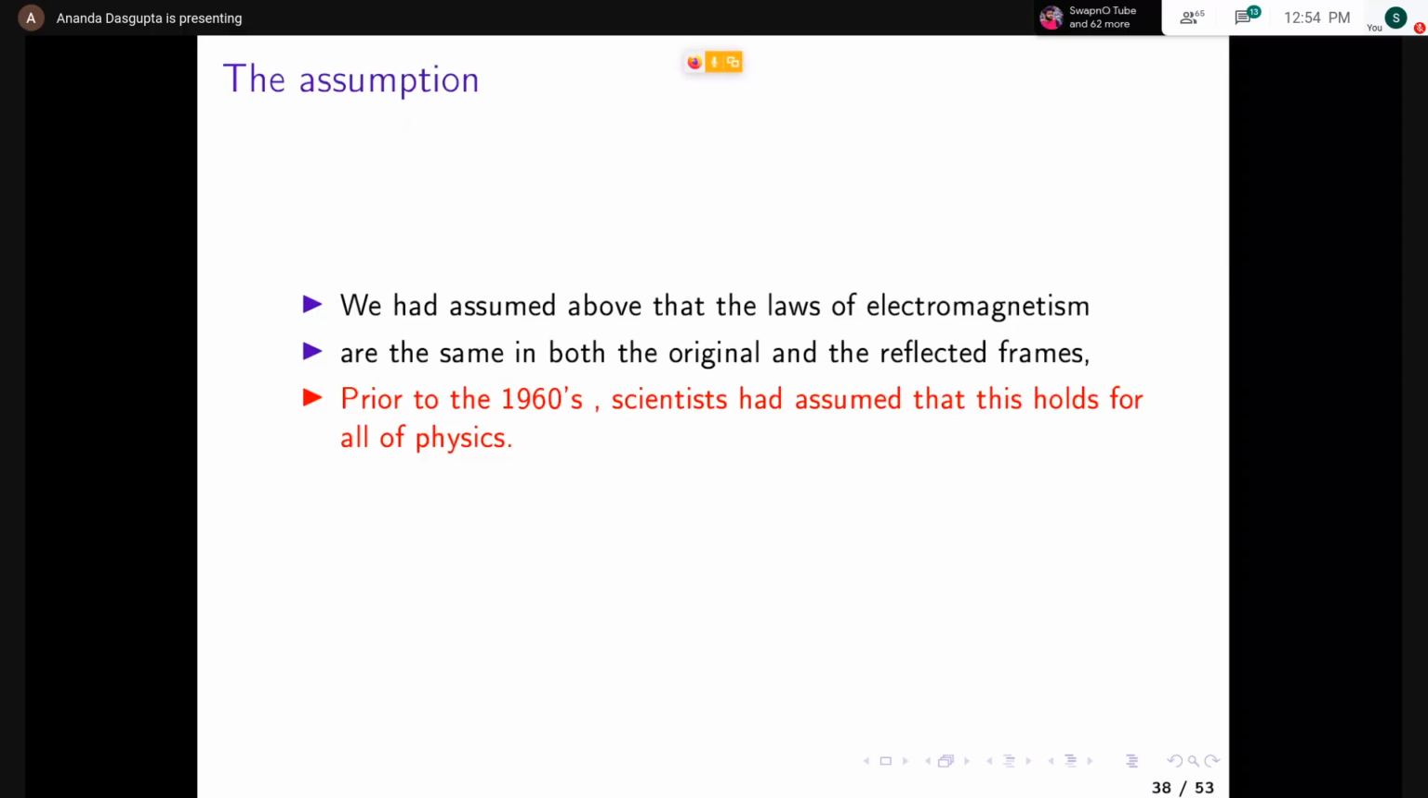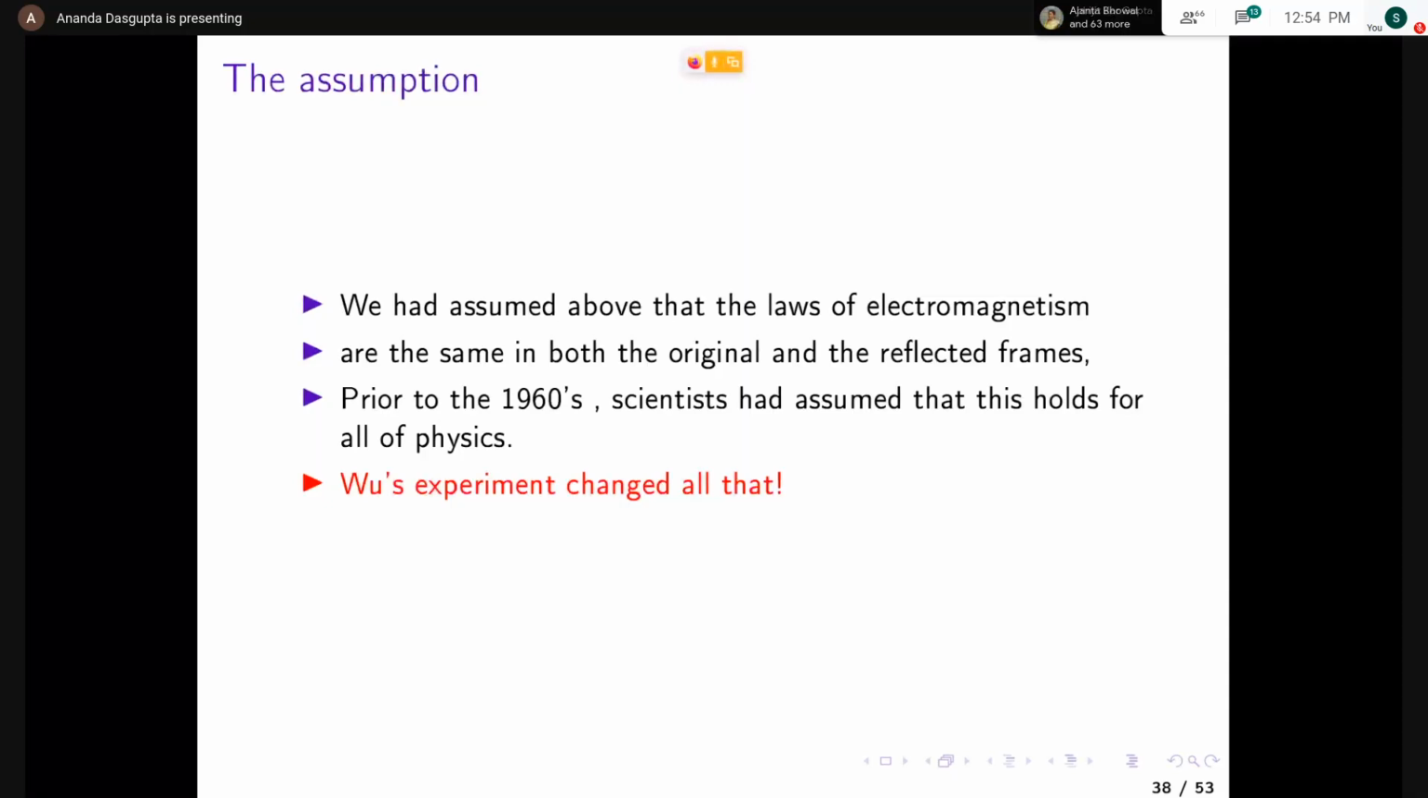This changed in 1957 with the declaration of the results of Madame Wu's experiment. And today, we know that at least there's one corner of physics, the corner that deals with weak interactions, which actually strongly violates this symmetry under parity. So, okay, given that I have only 10 minutes, I will quickly go through this.